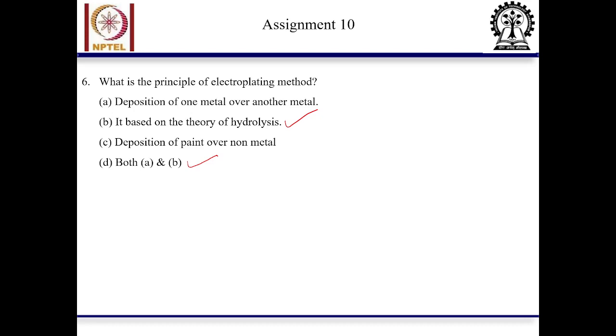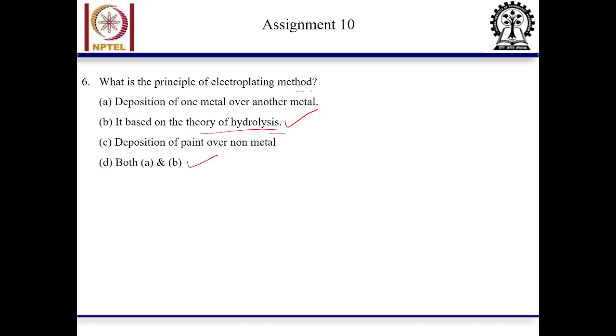So what happens when we do the electroplating method? It is nothing but a deposition of one metal over another metal in presence of a metal salt, which is in aqueous solution. But a water molecule is released as the final product in this process. So as a consequence, electroplating is based on the theory of hydrolysis. Okay, I think now you have got the answer why it is the answer number.